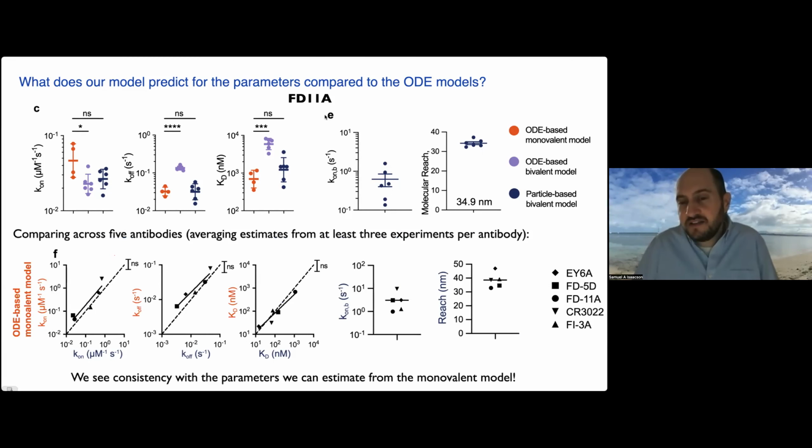But this is only for one antibody. So a natural question is, what if you look at other antibodies? So we did this for 5 different antibodies. On the y-axis, you see the value the monovalent classical model predicts, and on the x-axis, the value that we predict. You see very good agreement for the on and off rates. So we have good consistency with the older model for the things we think it's able to predict independently from our model. But we also get this extra information on the second binding rate and the distance at which things can react.